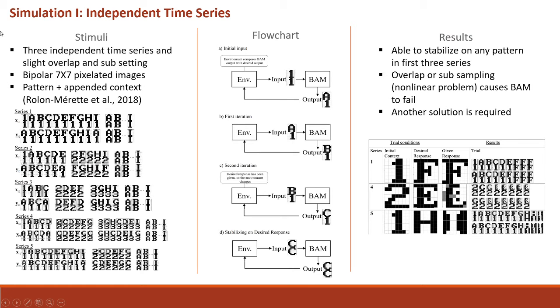Behaviors were represented by a series of letters, and the context by numbers. Each pattern was a 7x7 black and white pixelated image. The first three series contained basic independent time series, 1, 2, and 3, respectively. Series 4 and 5 are a bit more complex, involving overlapping patterns C, D, E, and G, and Series 5 contains a full subtype of the patterns. Each pattern is learned associated with itself and in the context of the time series.